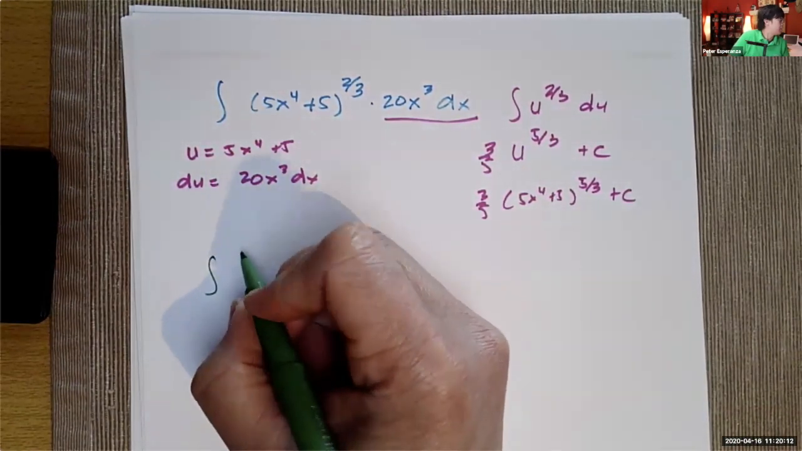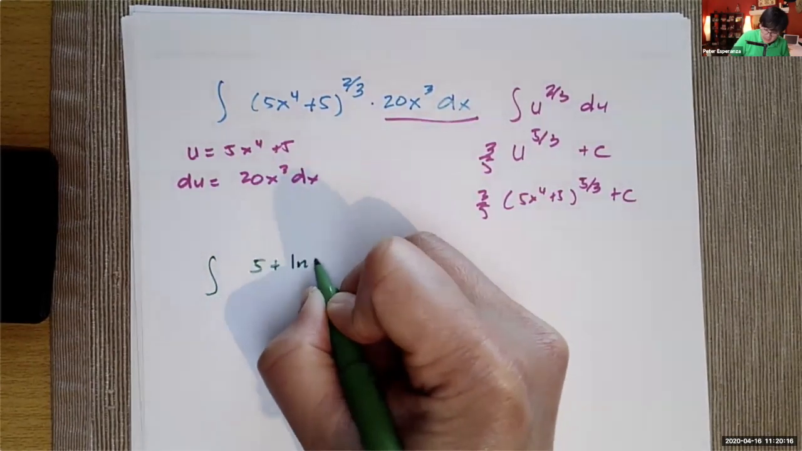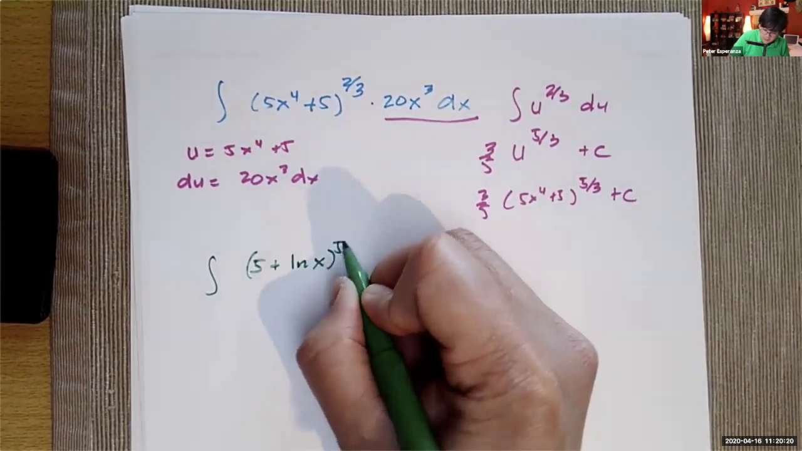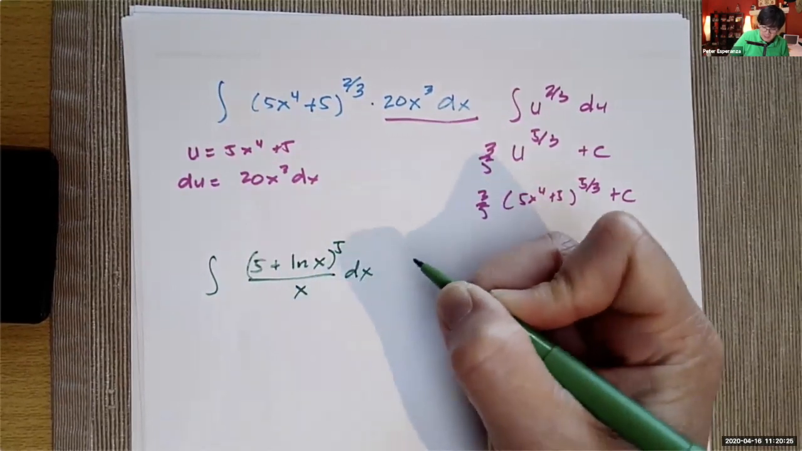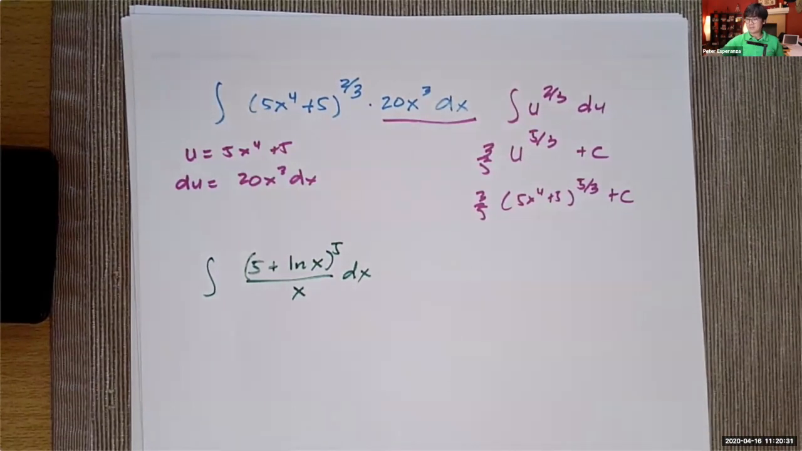The integral of 5 plus ln x, to the 5th, over x dx. All right. Take a shot.